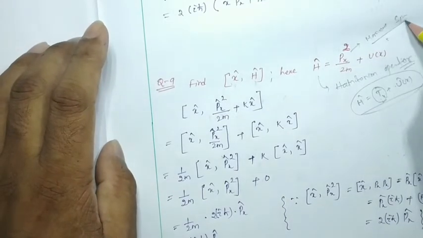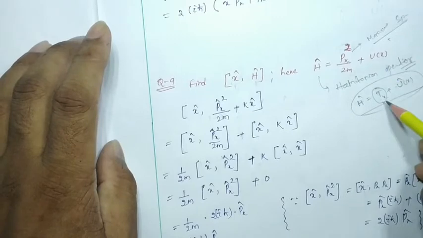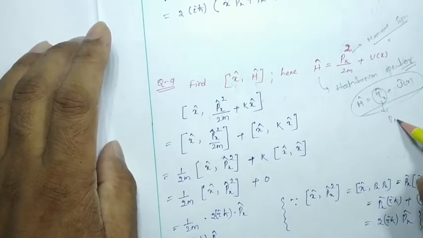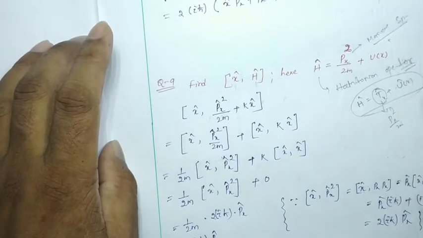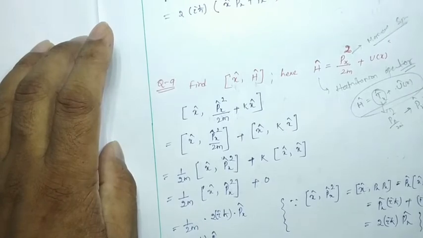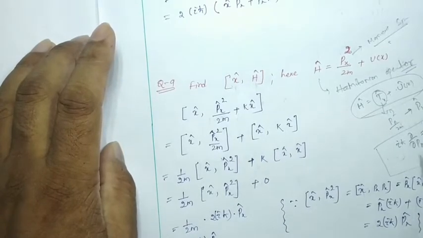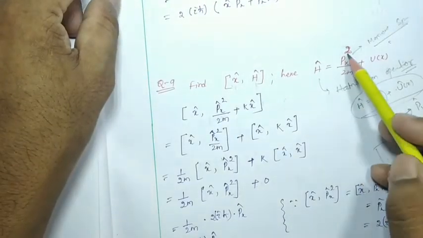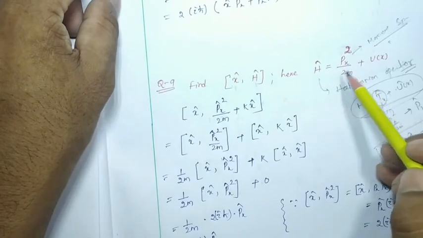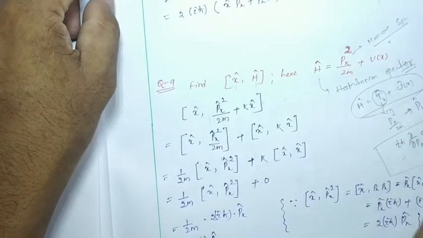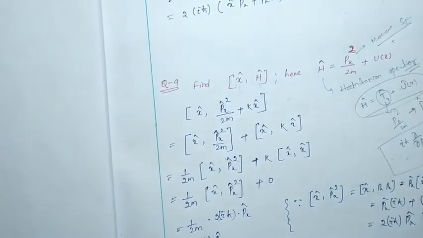Because in momentum space the kinetic energy operator is nothing but pₓ square by 2m, and in momentum space the momentum operator is nothing but pₓ. But in coordinate space its value is iħ ∂/∂pₓ; the pₓ value in coordinate space is this one. So as the operator is given as pₓ square by 2m, this indicates that the momentum space has been considered.